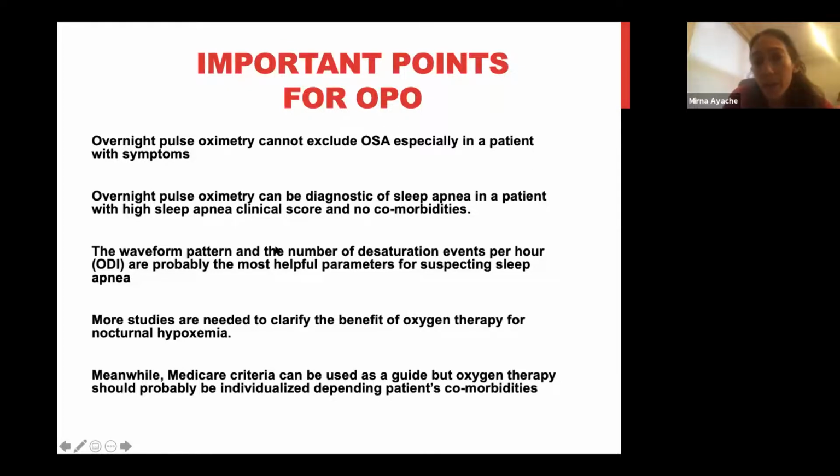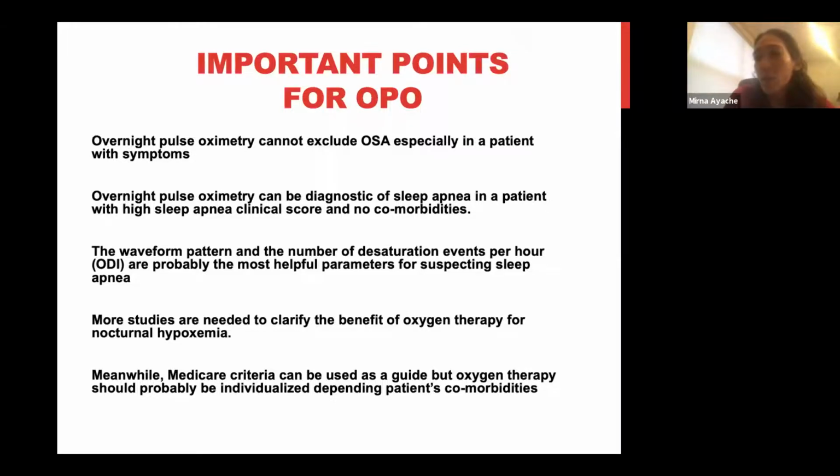Overnight pulse oximetry cannot exclude OSA, especially in a patient with symptoms. So everything I talked about here applies if there's a population that you want to screen for sleep apnea, a pre-op population, for example, or patients with atrial fibrillation, where it's not feasible to do PSGs in all of them. Then you can use the overnight pulse oximetry.